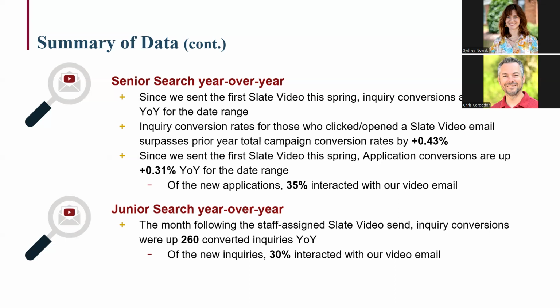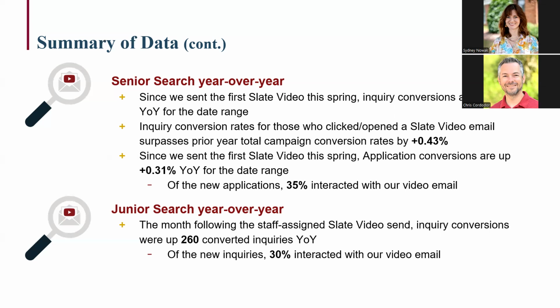So for seniors, since we sent the first Slate video this spring, our inquiry conversions were up 0.6% year over year. Our inquiry conversion rates for those who clicked or opened the Slate video email surpassed prior year total campaign conversions by 0.43%. And then since we sent the first Slate video this spring, our application conversions were up 0.31% year over year for the date range. And of those new applications, 35% had interacted with our Slate video email.